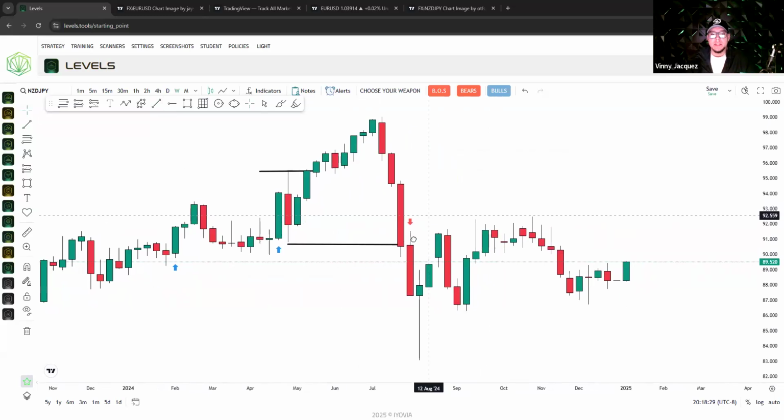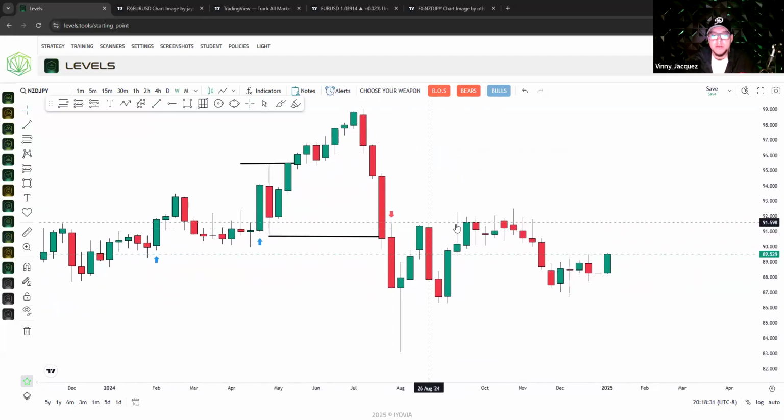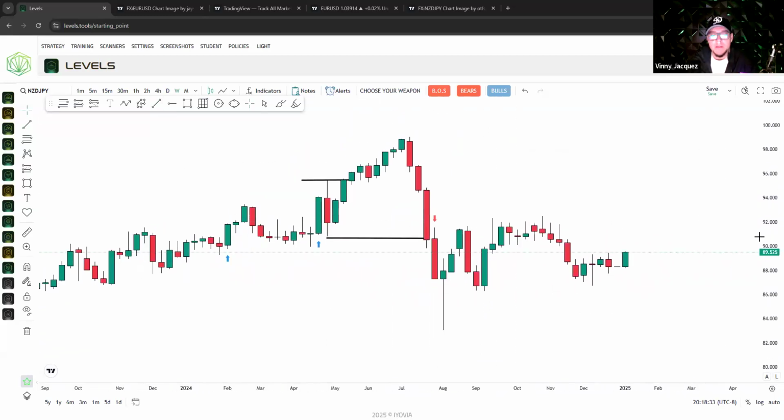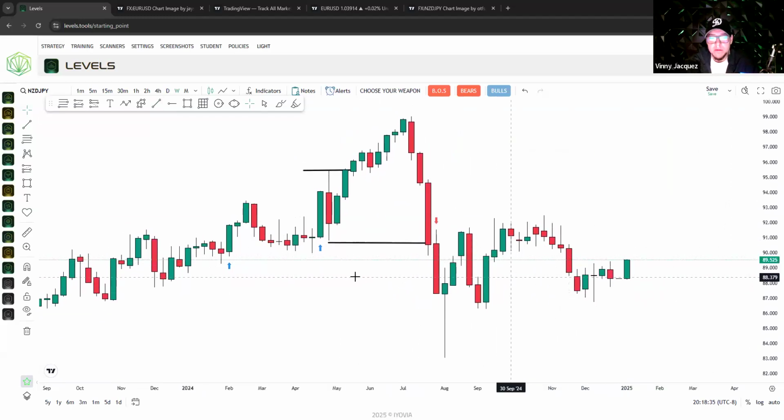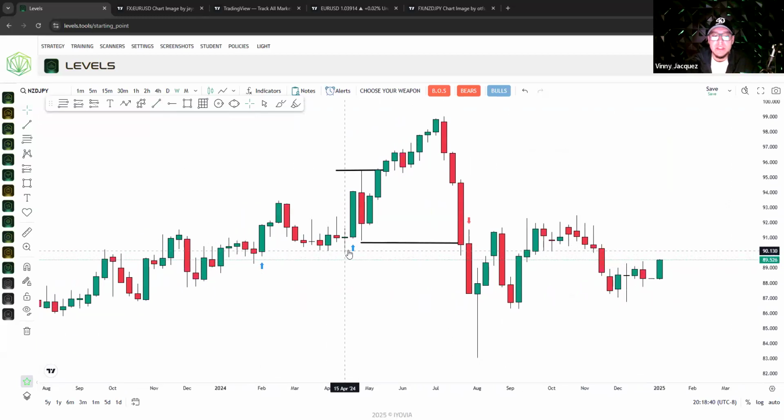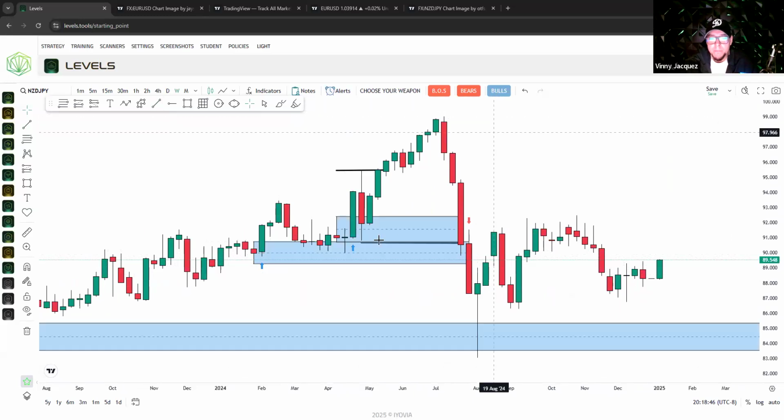Now look at this. Levels is literally telling you, guys. This is why I love levels so much. You see how we have blue arrows, blue arrow, blue arrow. Levels let us know, hey, if we have a blue arrow, match that with the blue color box right here.